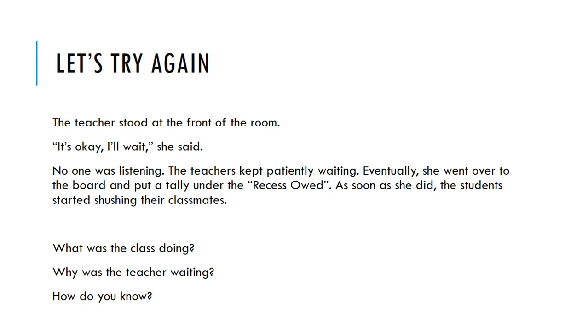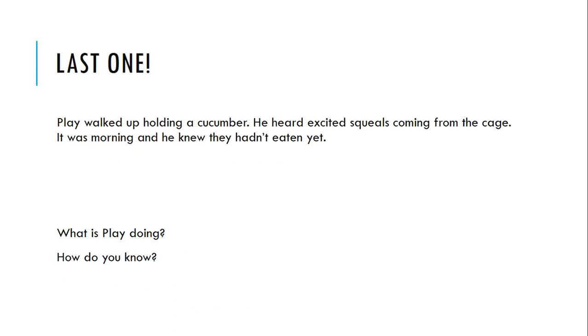And we know because we're looking at the inferencing. So we know that the class was talking because no one was listening, and as soon as the teacher put a tally under the recess code, the students were shushing their classmates. And when we go shh, that means that people are talking, right? And the teacher was probably waiting, probably to teach a lesson because she's at the front of the room. If she was standing next to a kid, she would probably just want to talk to that one kid, right? But if she's at the front of the room, where do I do my lessons? Normally at the front of the room where everyone can see me. Or sometimes on the side of the room, or sometimes in the back of the room, just to make it interesting. But normally front of the room, the teacher is ready to give a lesson.